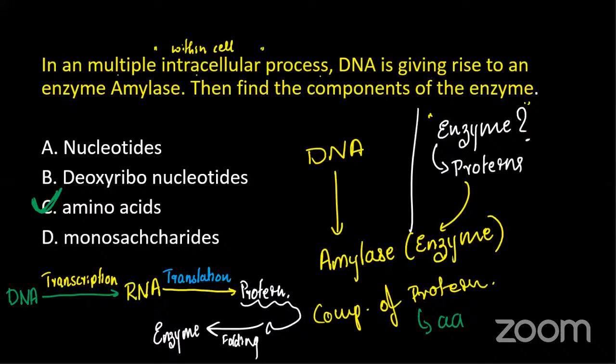We will get a protein after the process of transcription and translation, right? From DNA to RNA is transcription, RNA to protein is translation, and we get the protein. Then folding happens, and that folding will give rise to the enzyme. So where is this folding happening then?